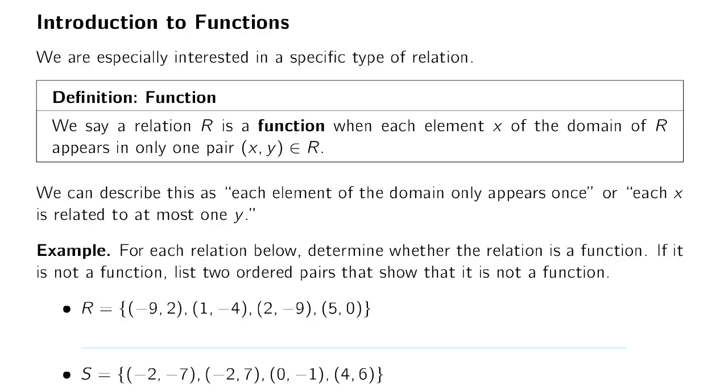What is a function then? We say a relation is a function when each element of the domain appears in only one pair. So each element of the domain appears with only one element of the range. We can say each element of the domain only appears once, or each x is related to at most one y. We'll talk about why this kind of relation is special in just a moment. But first, let's just take a minute and see if we can recognize one of these.